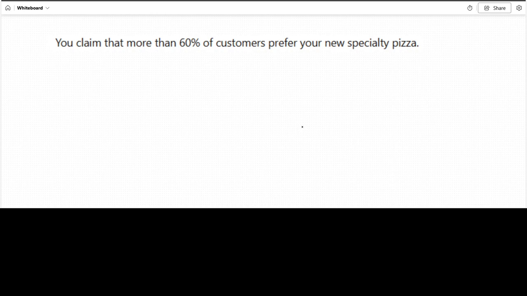Now, let's say I have a friend who told me about some of the really interesting pizzas she saw when she taught in Korea. So I thought it'd be really interesting to say, hey, we brought this shrimp and corn pizza, and we want to see if more than 60% of customers prefer this specialty pizza.